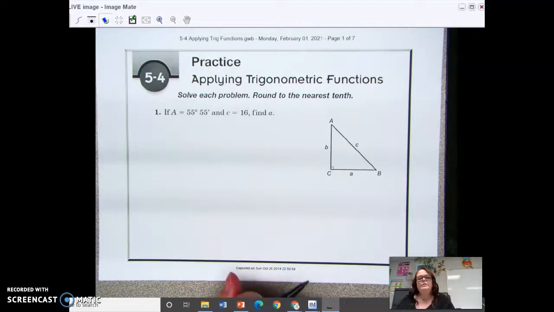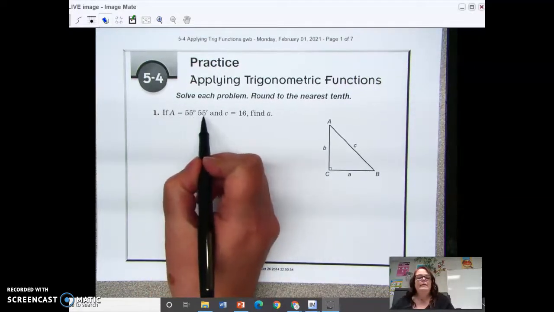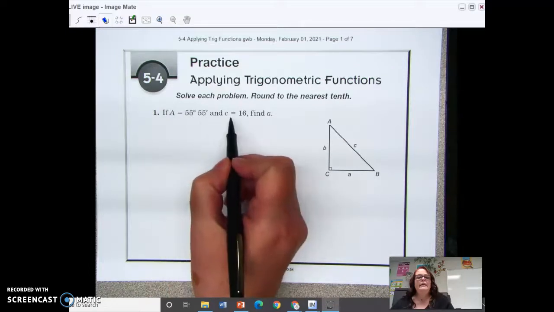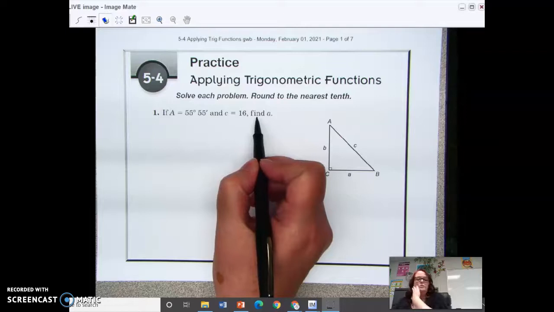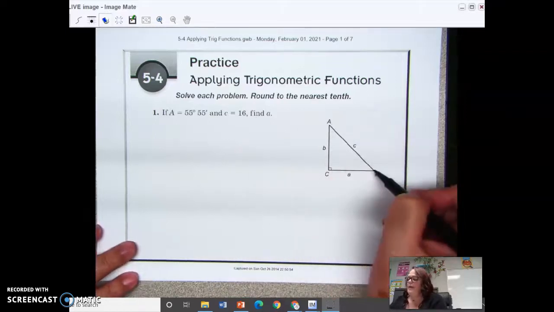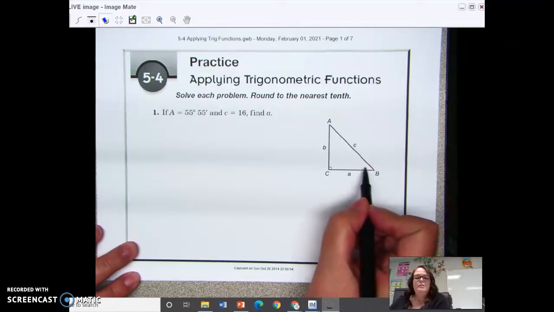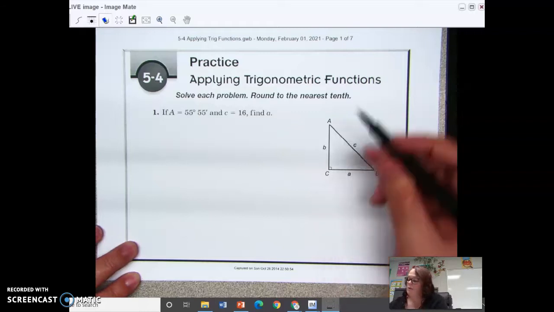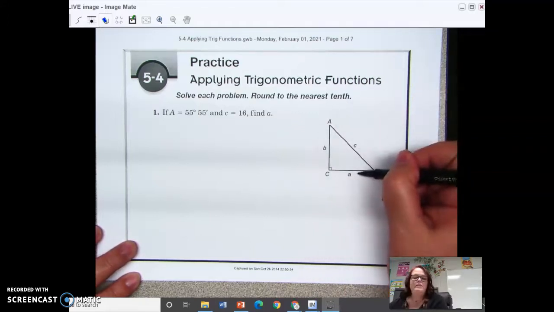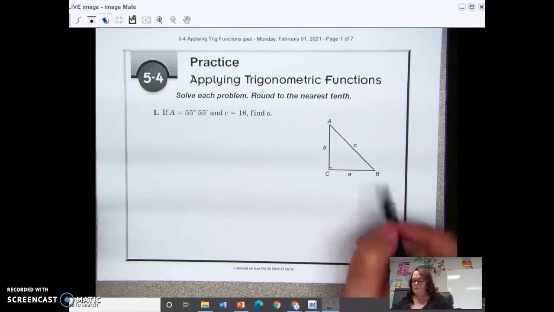All right, so in our first example, they gave us the measure of angle A in degrees and minutes, and then they told us that the length of C is 16, and we want to find little a. So just a reminder from geometry, whenever we name angles, we use the capital letter. And then, for example, opposite of big B is little b here, opposite big C is little c here, and opposite big A is little a. So anytime we talk about the letters, it's always opposite their capital letter.